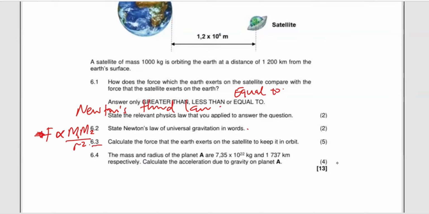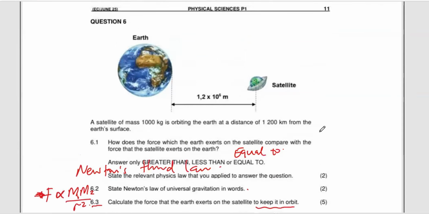And then calculate the force that the Earth exerts on the satellite to keep it within the orbit. So what we have here is just the distance from the surface, and we said the distance must always be from the center. So we need the radius of the Earth here, okay? We need the mass of the Earth as well. So the mass of the Earth is 5.98 times 10 to the 24. The radius is basically 6.38 times 10 to the 6. So we can get all this information from the formula page or the information page.